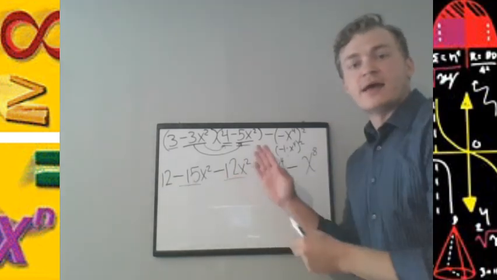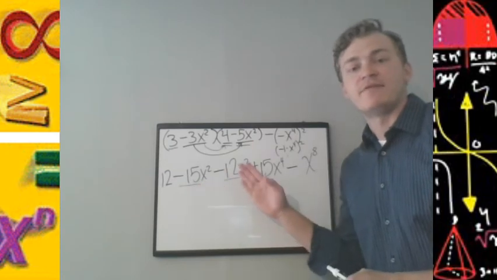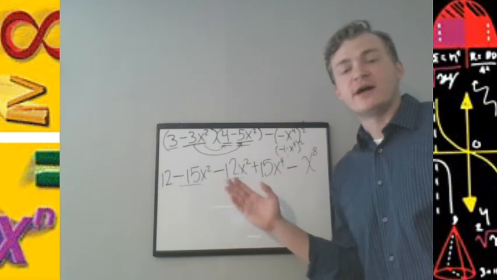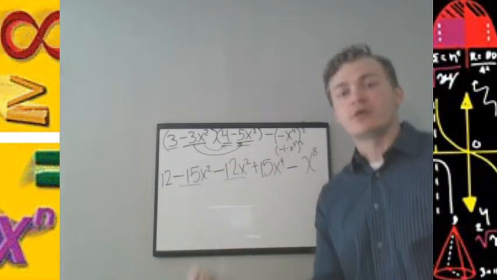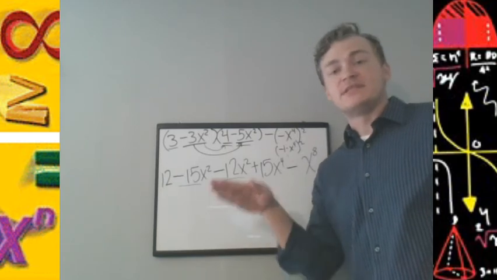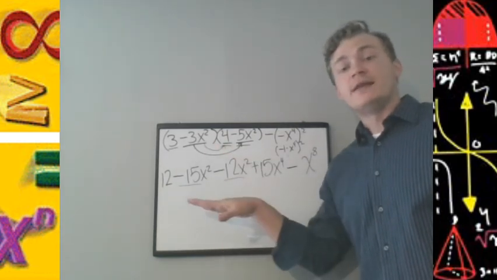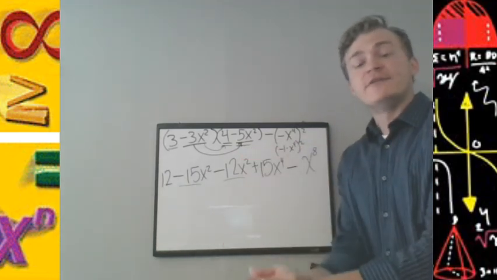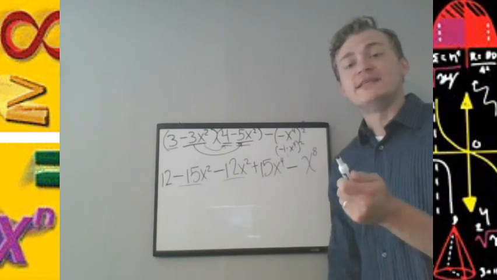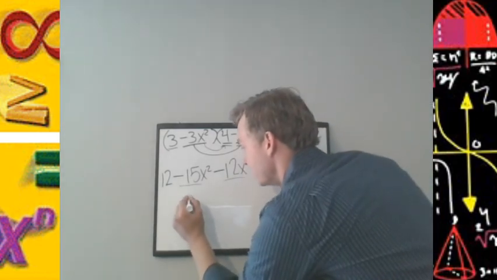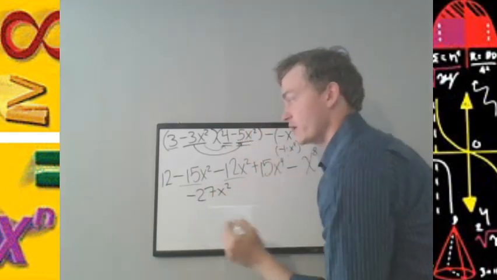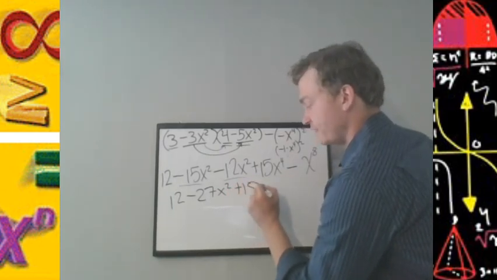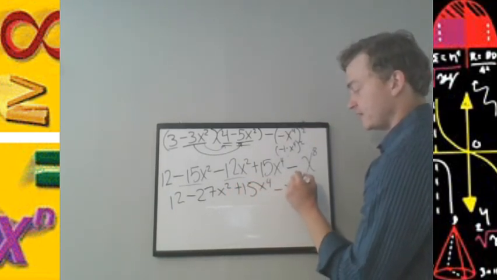Right here, I have negative 15 x squareds. I have negative 12 x squareds. So altogether, how many negative x squareds do I have? They're both negative, so they're going to combine to give me an even smaller negative number. Negative 12 is small because it's in the negative. It's less than 0. Negative 15 is even smaller than negative 12. When combined, they're going to get even smaller, and that is negative 27x squared. We have the positive 12, the negative 27x squared, the positive 15x to the 4th, and the negative x to the 8th power.